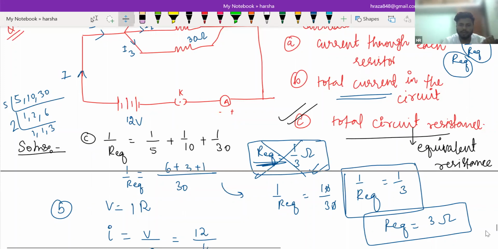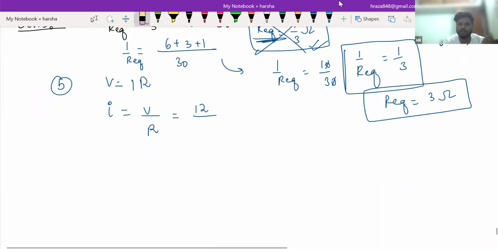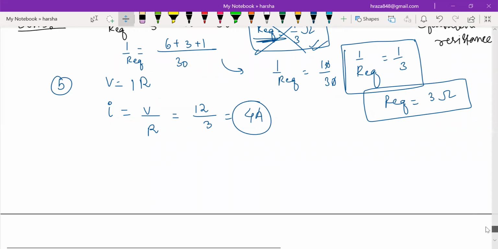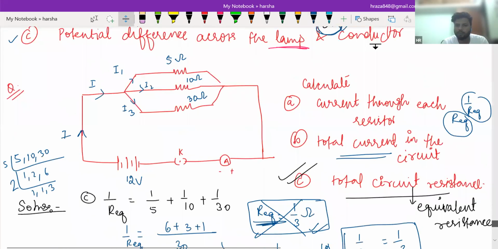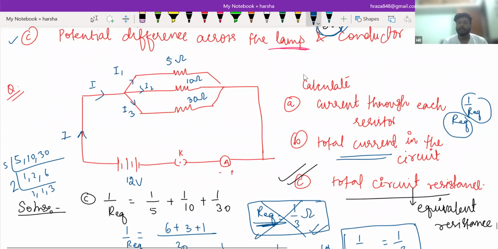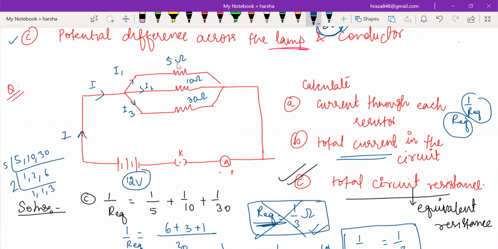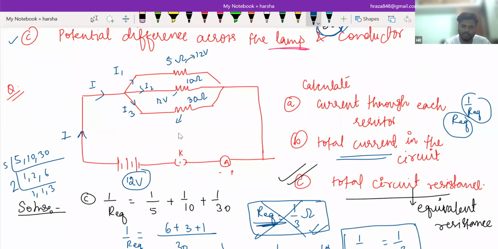Okay. Now see, B part is basically asking what is the total current. So R has a value, total resistance 3. So total current is 4 ampere. Is that clear? Yes, sir. Now see, A part, calculate current through each resistor. What I told you is that in parallel resistances, potential are same and currents are different, right? So if the circuit has 12 volt, that means this will also have 12 volt, this will also have 12 volt, and this will also have 12 volt because these are all in parallel.